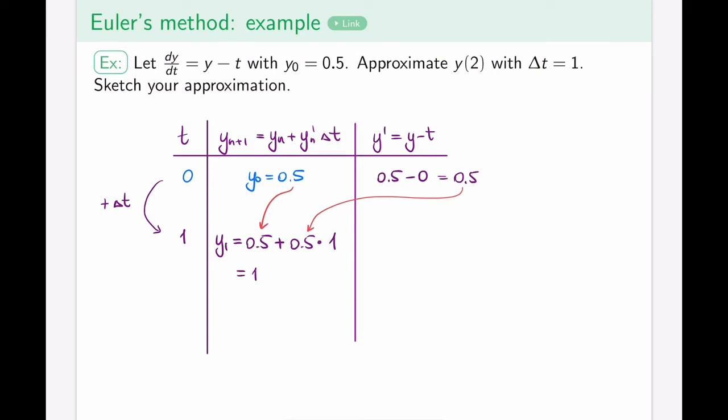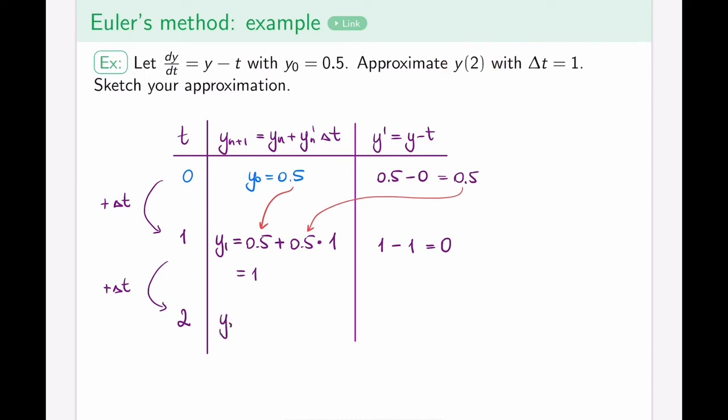I'm now going to compute the next slope so I can use it in the next line over. So in this case, again, the slope is y minus t, so it's the y value minus the t value. So my slope here is going to be y value, which is 1, minus the t value, which is also 1. So the slope is going to be 0. That's a little bit different, but it shouldn't affect how we proceed with the method. So the next thing I'm going to do is, again, add the step size. This is going to land me at 2, which is exactly where I would like to end, y of 2.